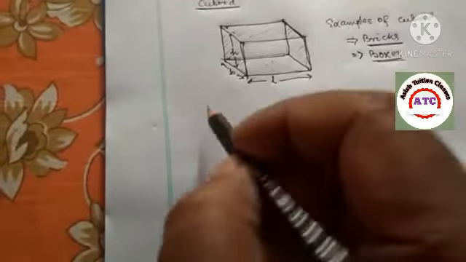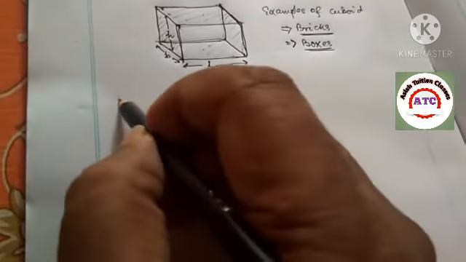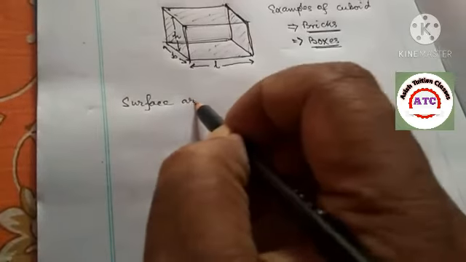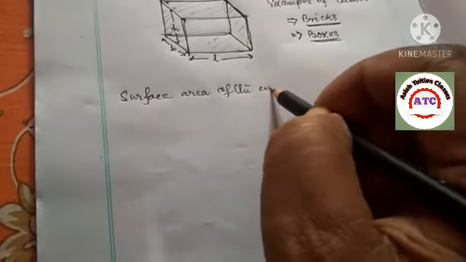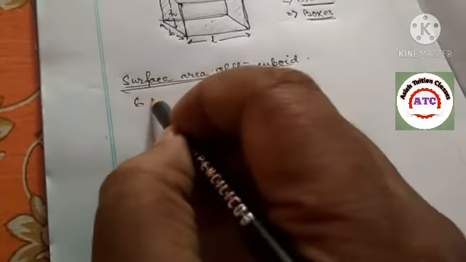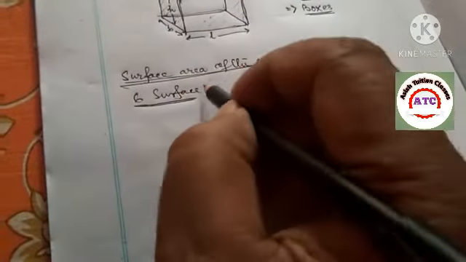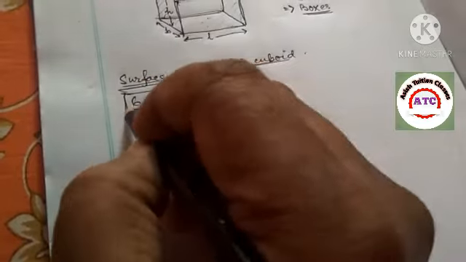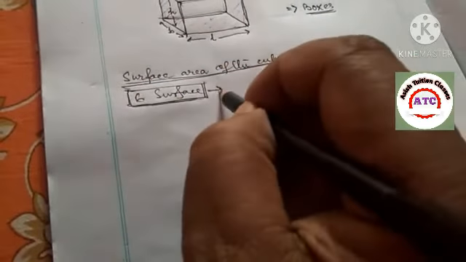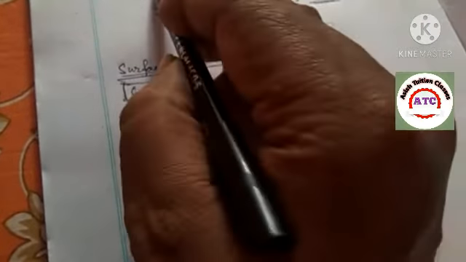Now we can see how the surface area of the cuboid can be calculated. We know there are six surfaces, and each two surfaces have the same area and shape. Suppose this is the first surface, the front surface of the cuboid.